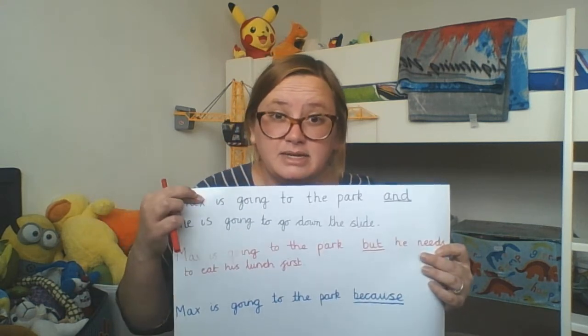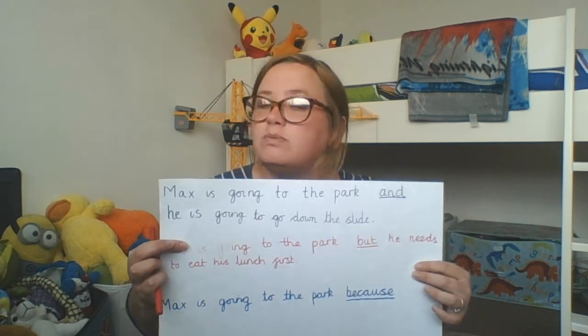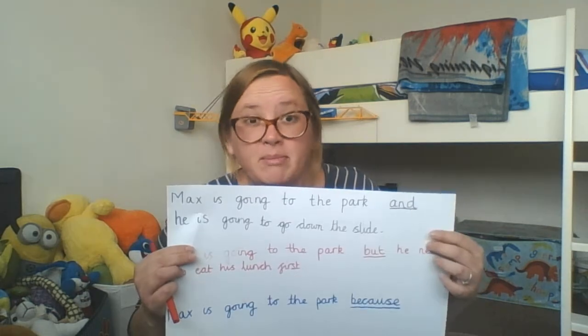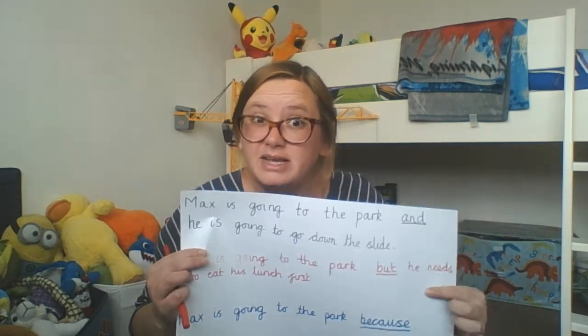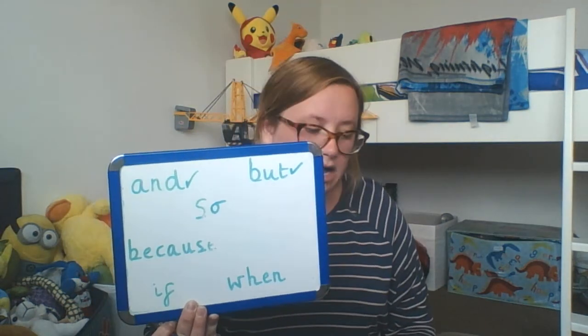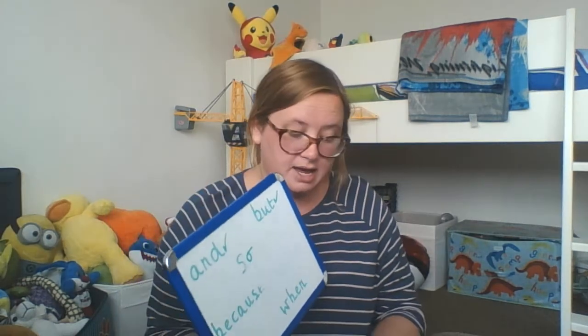Do you see how they start with the same sentence opener, but actually using that conjunction, it changes what we're putting afterwards to give a little bit more detail. So we know that Max obviously likes slides, but we also know that he's currently eating his lunch. Okay? Moving on to the next. Let's quickly tick that one off. We've done that one. So we have done but. So we've got and, but. Next up is, I'm going to do because next.